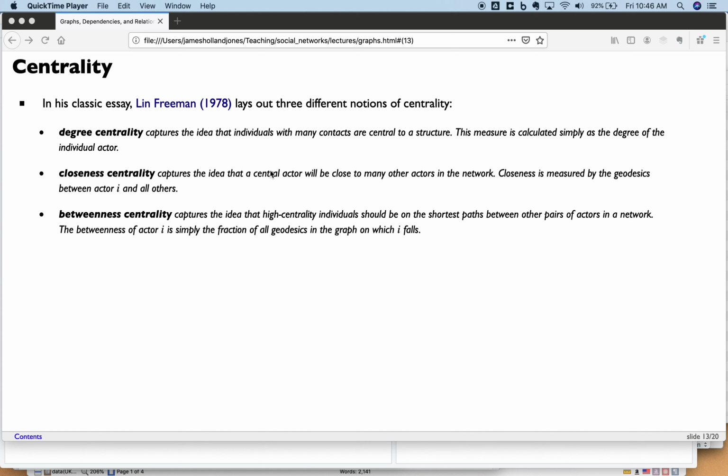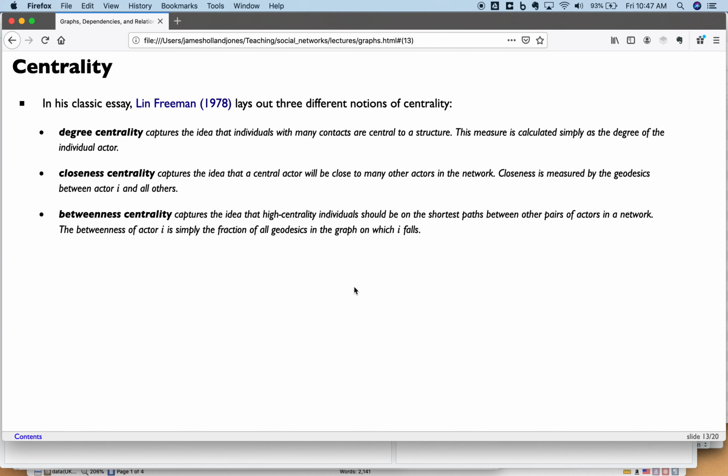Closeness centrality captures the idea that a central actor will be close to many other actors in a network. Closeness is measured by the geodesics between actor i and all others, geodesics being a shortest path in a graph. Betweenness centrality also uses geodesics, and it captures the idea that a highly central individual should be on the shortest paths between other pairs of actors in a network. The betweenness of actor i is simply the fraction of all geodesics in the graph on which i falls.